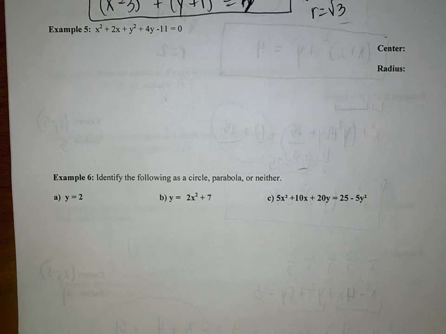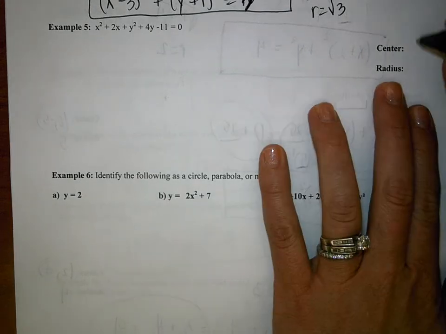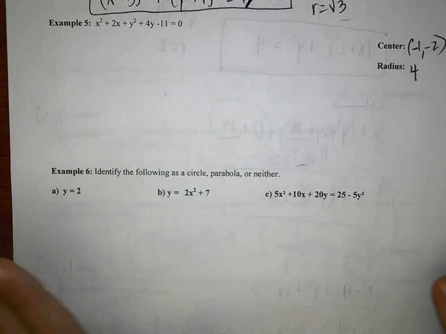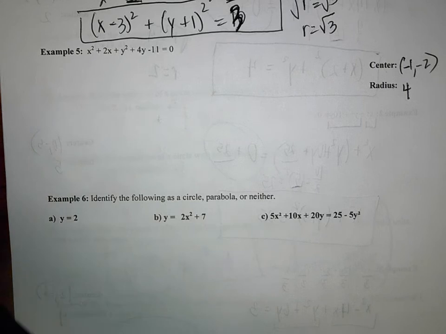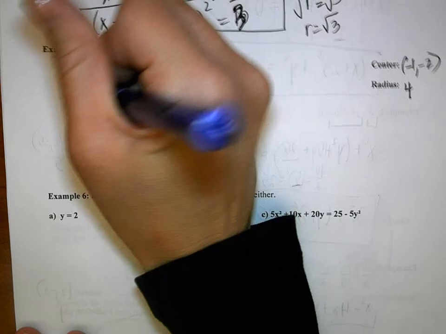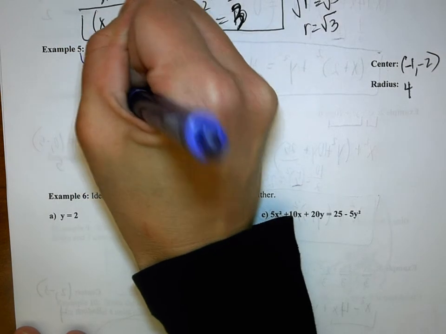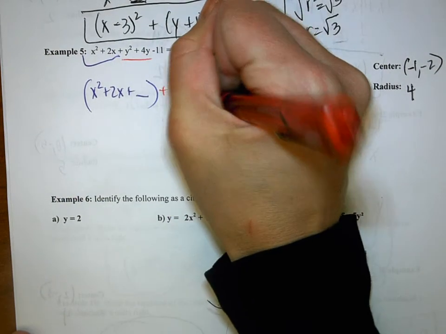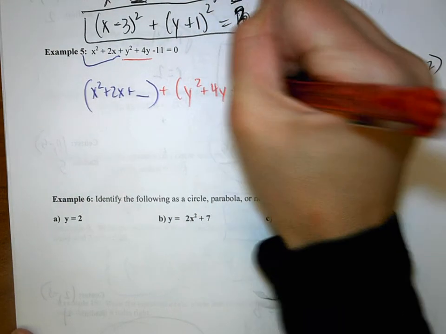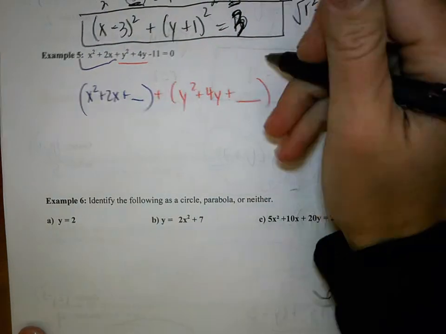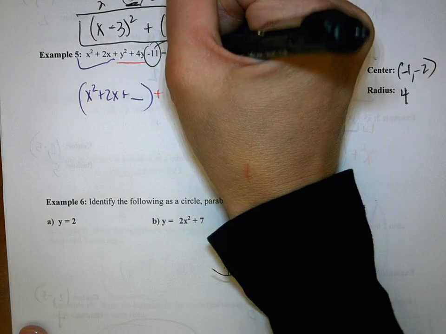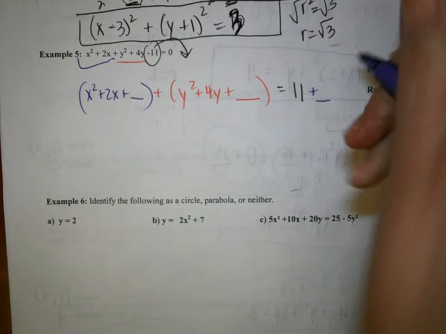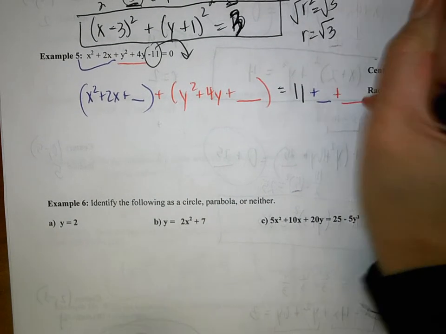Okay, so when you finish, your center should have been -1, -2, and your radius is 4. Okay, so if we go and split this up, my x's, I have x squared plus 2x plus blank. For my y's, I have y squared plus 4y plus blank equals, we take the -11, move it over, which makes it a +11. And we have plus my x blank and plus my y blank.